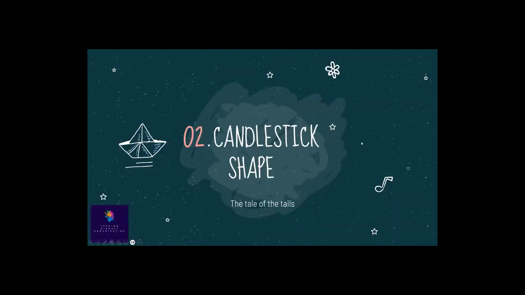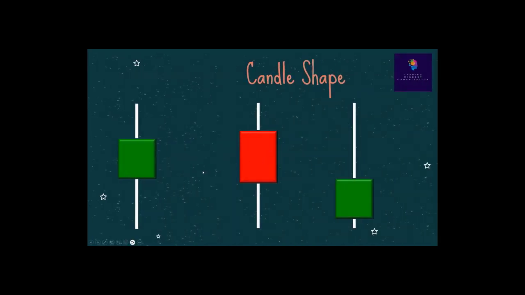Our next candlestick shape, we have what's called the tale of the tails, T-A-L-E of the T-A-I-L-S. The tails tell a story. Basically, you want to look to see where did you close. And in this case, this is a green candle. We closed at the top of the body, but we closed away from the high.